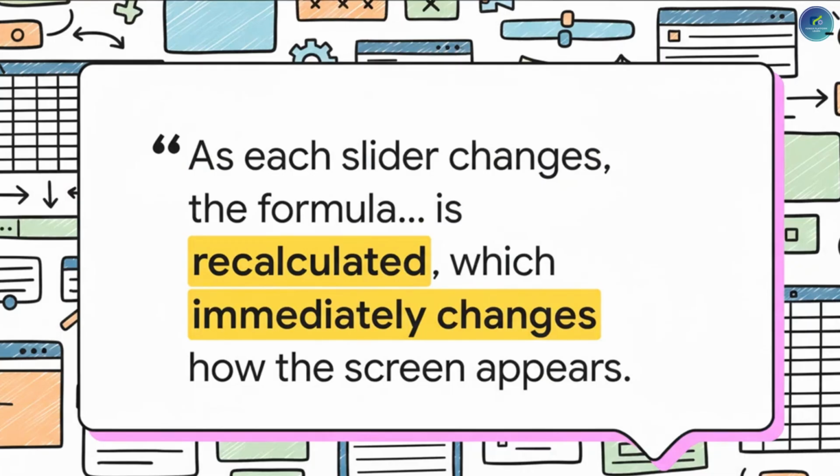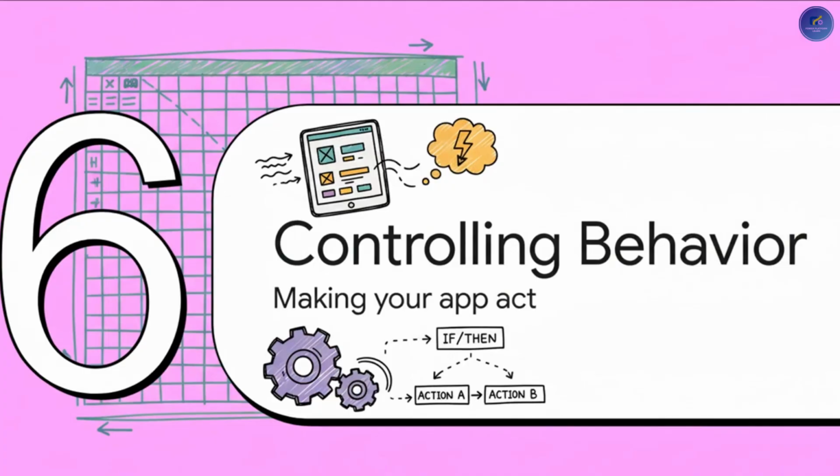And here's the amazing part. Every single time a user touches one of those sliders, PowerApps instantly recalculates that formula and updates the background color in real time. It's not a click to apply kind of thing. It's this live, immediate connection between what the user does and what they see. So cool.